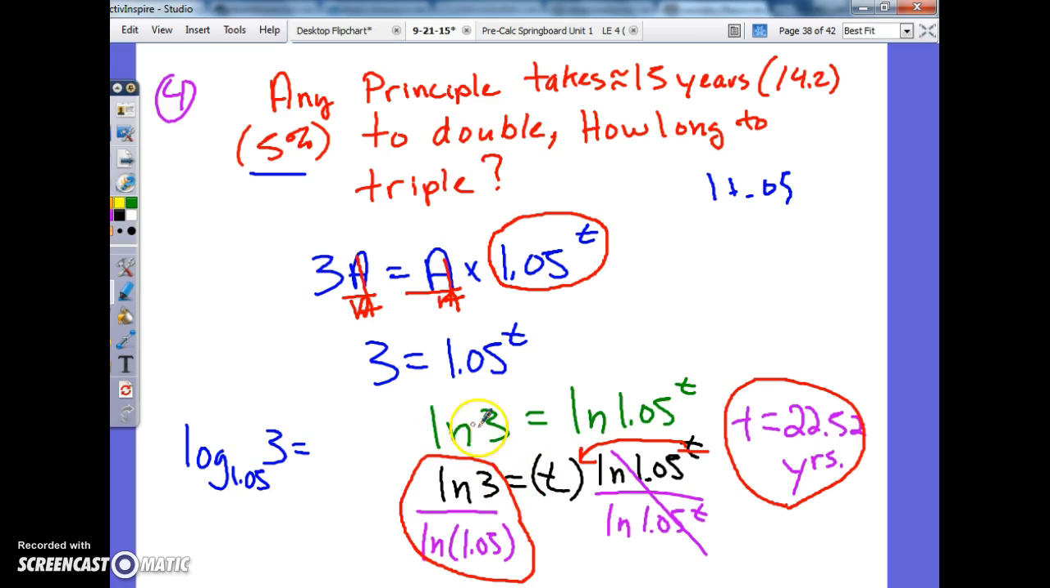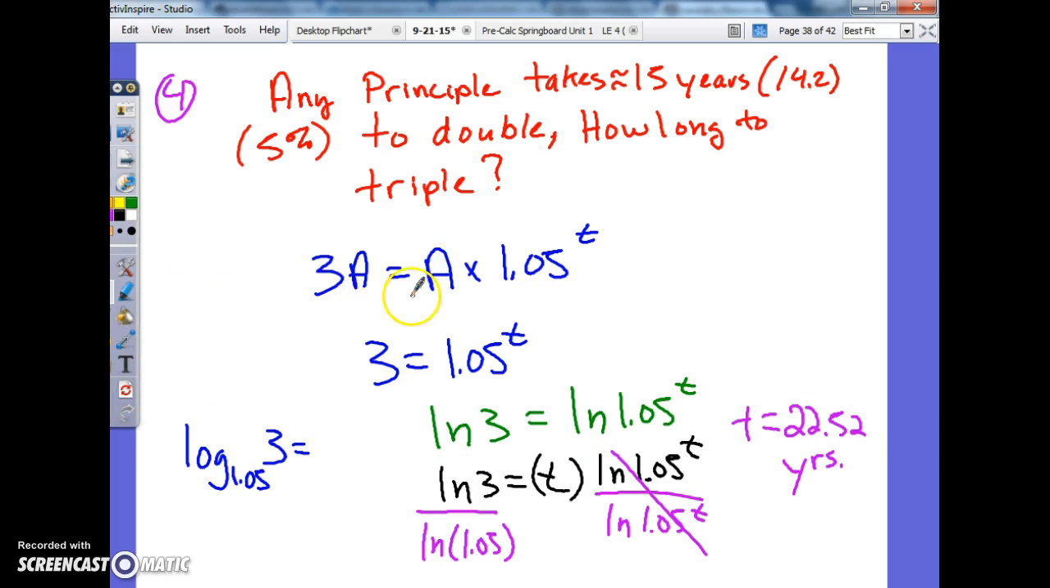Again, anytime you're going to double or triple, if I wanted to double my money, A becomes 2A. And then we divide both sides. The A's cancel out, and I got 2 equals this. We take the log of both sides, divide out, and so on. So we've done that in class. You guys should all have that down.